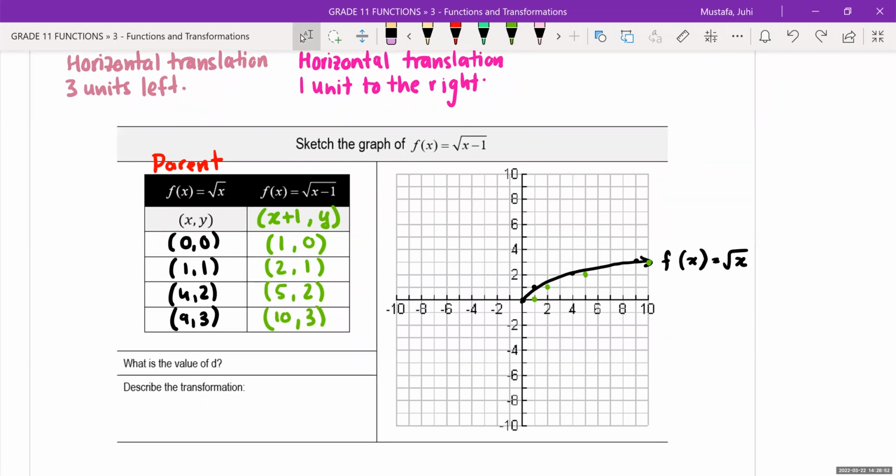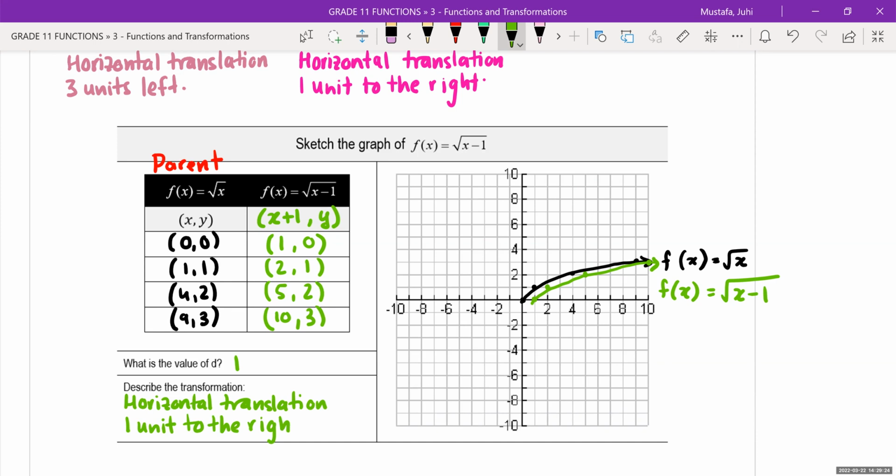What is happening here? And I'm going to label this f of x is equal to square root x minus 1. The value of d is, if the question says negative 1, it's positive 1, and this is a horizontal translation, 1 unit to the right.